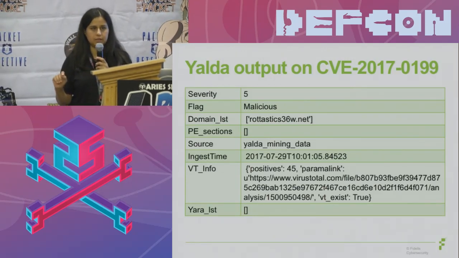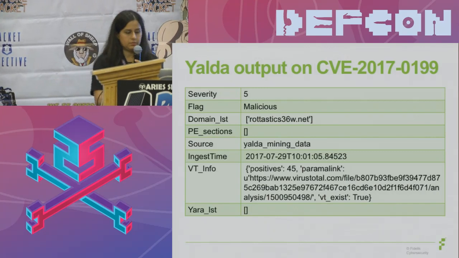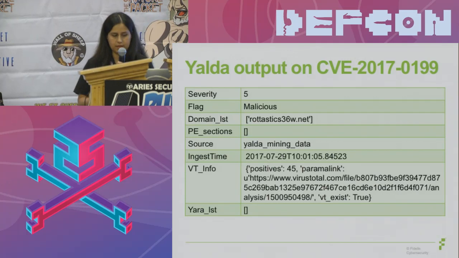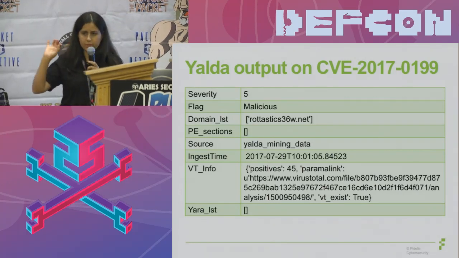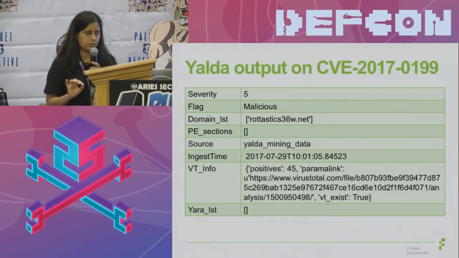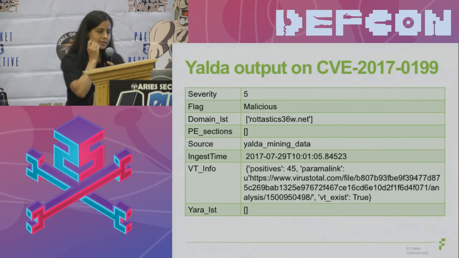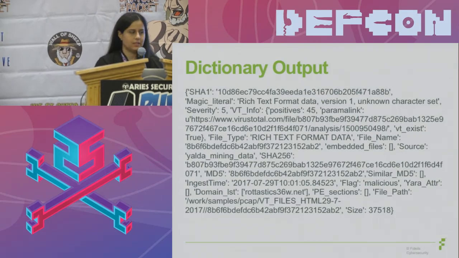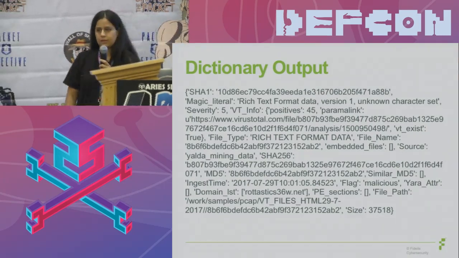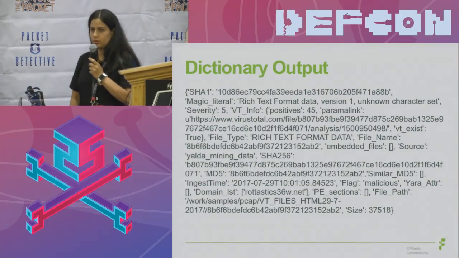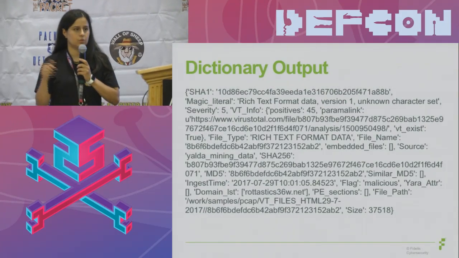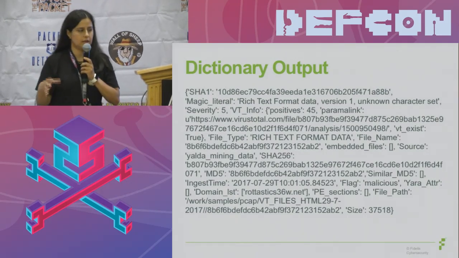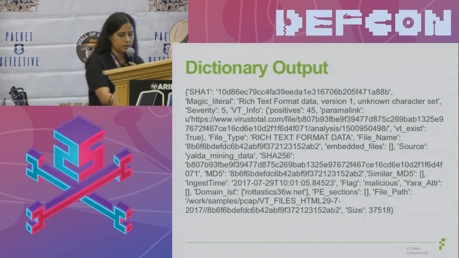This is just an indicator that I used. And VT info, if you want information, shows the AV engines that are able to detect it, and a permalink to get detailed information from VirusTotal. The URL list is empty because I didn't apply any URL rules on it. This is the dictionary format of the output of Yalda, everything that I just told you, and it is going to be inserted in the database. If you're interested in having it in JSON format, it could be done easily, and you can have the information in Splunk.